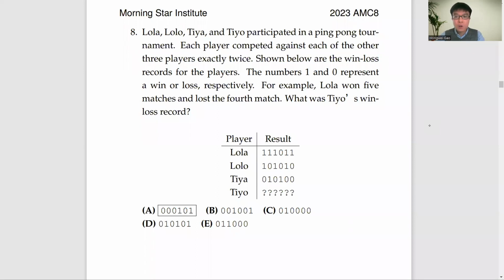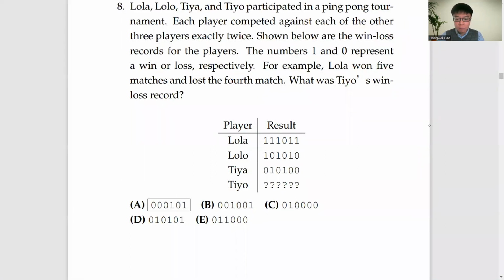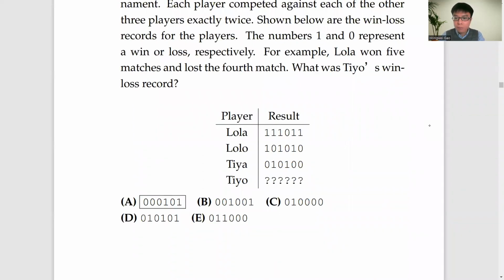Question 8. There are 4 players in the ping pong tournament. So every time there are 2 pairs of players playing. So 1 means win, 0 means loss. So what's the result for teal? So we just look at each column.